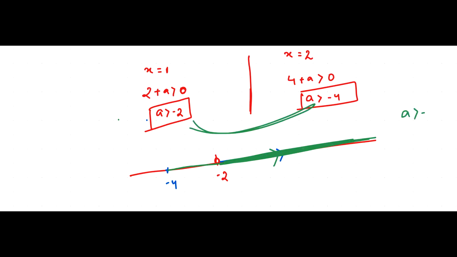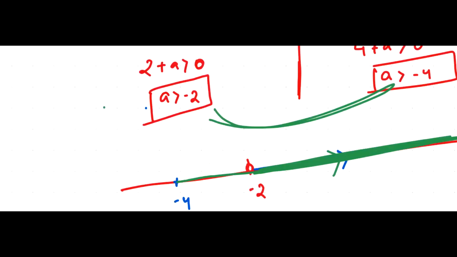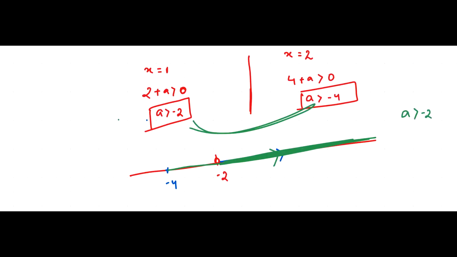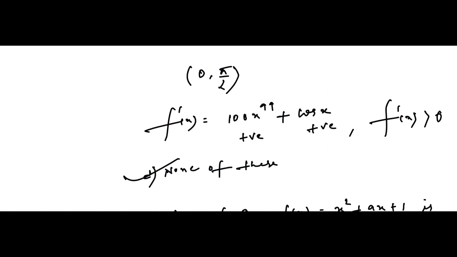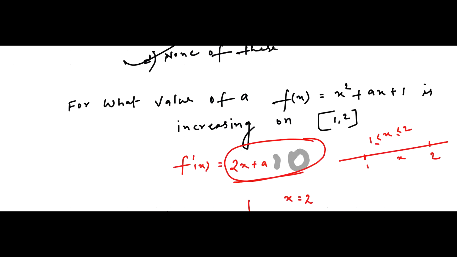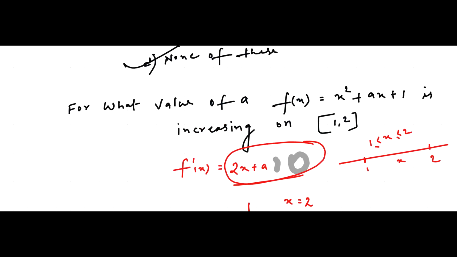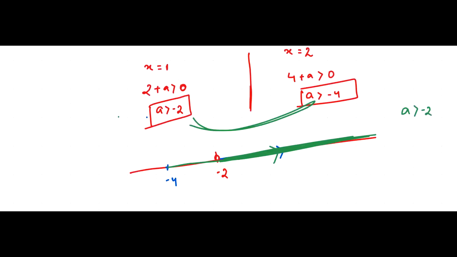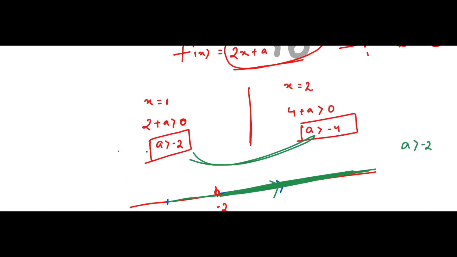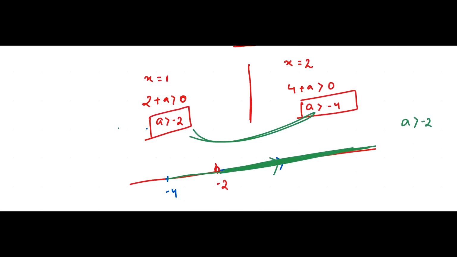Getting it? Yes, ma'am. Okay. So what will be the a value? We can say that a must be bigger than minus 2. Then and only then this function will be increasing in this interval. Are you getting it? Yes, ma'am. Okay, the endpoints we have taken and we tried finding the common solution for a. And this will be the condition which will give that the function is increasing.